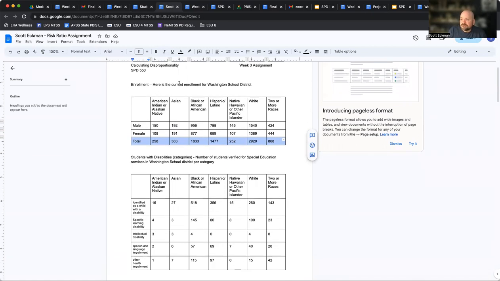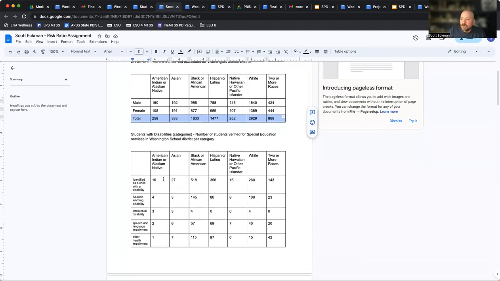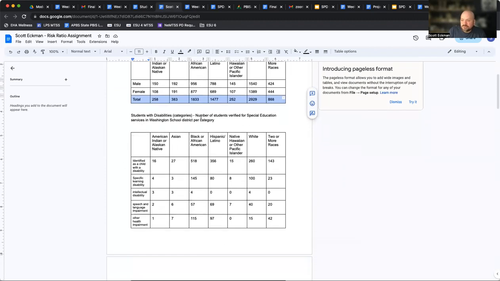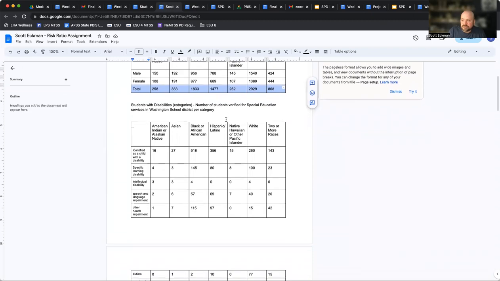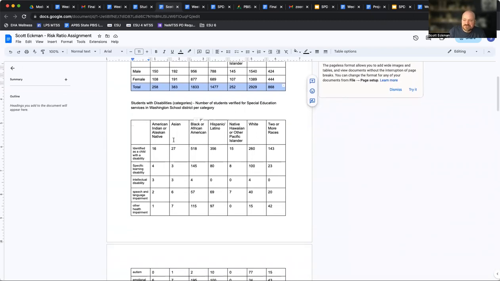Here's what we need to know. Here's the current enrollment for Washington School District. Here's the total number for each racial ethnicity group. Here are students with disabilities in specific categories, so the number of students verified for special education services.